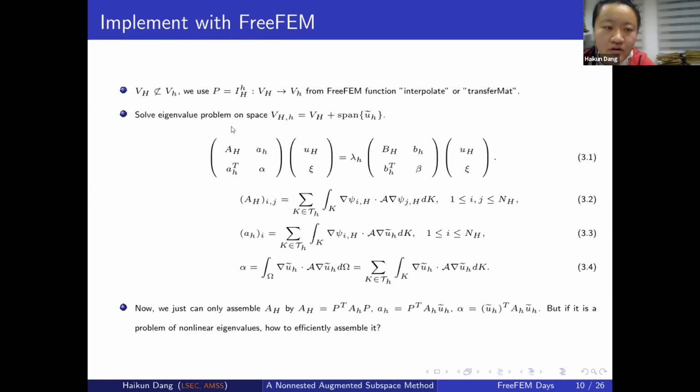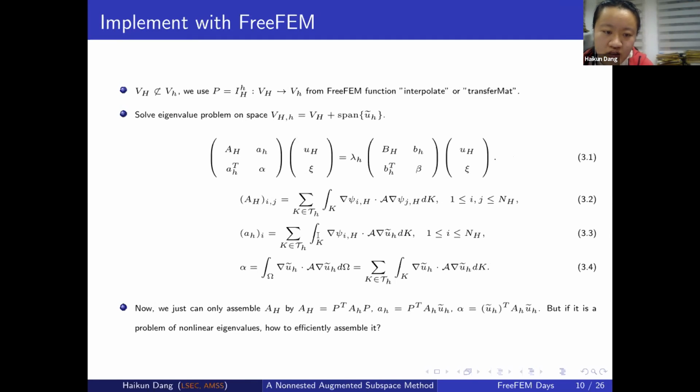And if you remember, in algorithm 1, we should solve the eigenvalue problems on this special space with capital H h. So we have to form this algebraic formulation to solve the eigenvalue problems. And here, in order to ensure the approximation accuracy of the curved boundary surface, when forming the A capital H, we need to integrate on the fine mesh Th, not the T capital H.